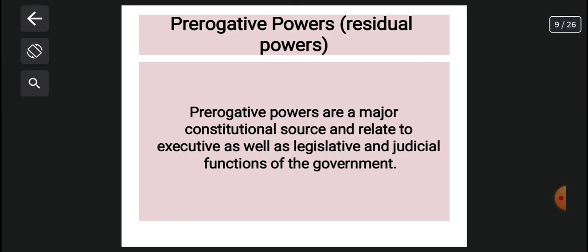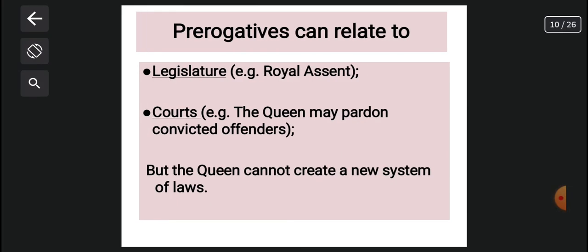And prerogative powers, also known as residual powers. So prerogative powers are a major constitutional source and relate to executive as well as legislative and judicial functions of the government. So these powers relate to the executive level and to the legislative and the judicial functions as well. So remember these points. Prerogative can relate to legislature, for example, royal assent. Courts: the queen may pardon convicted offenders, but the queen cannot create a new system of laws.